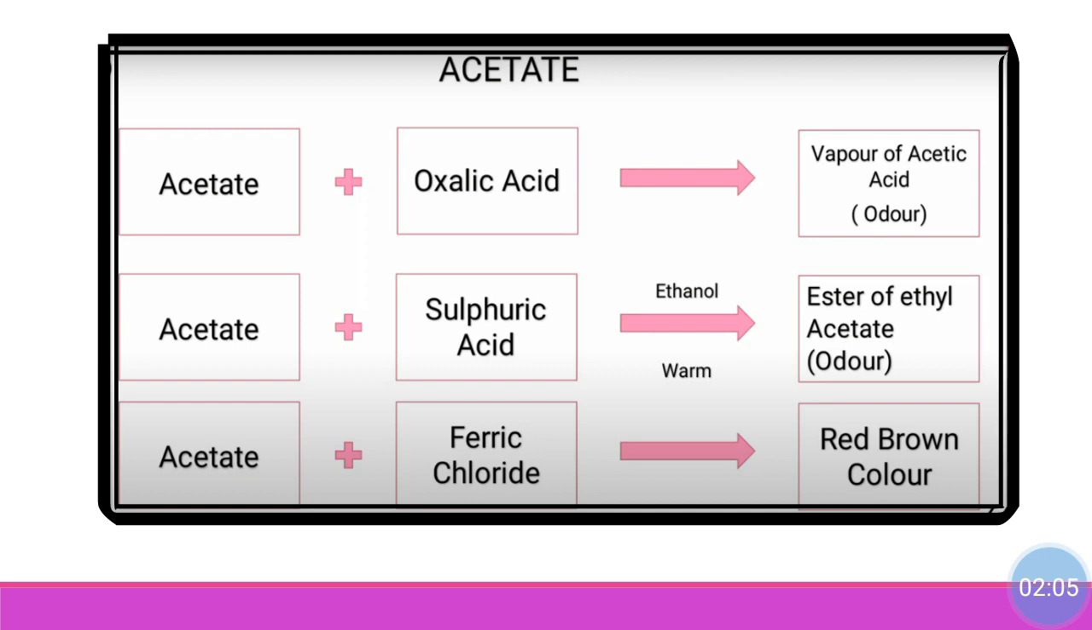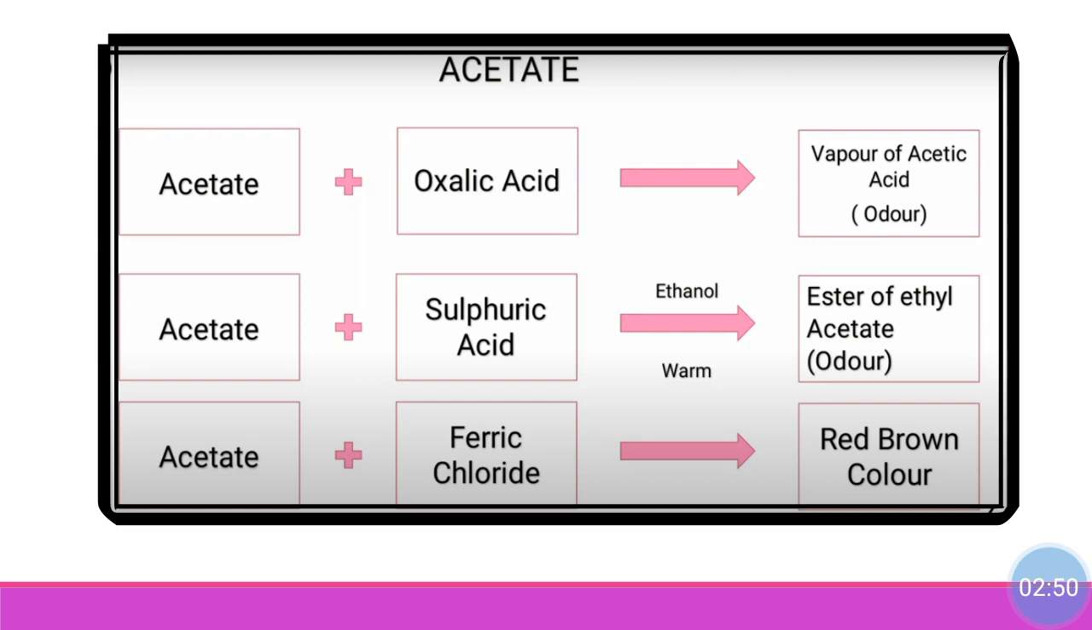Then acetate reacts with sulfuric acid, that is, we just warm it in the presence of ethanol, then an ester, ethyl acetate, is formed. The ester of ethyl acetate is formed there, and it has a particular sweet-like odor. These esters always have a sweet odor. With this ester smell, the sweet smell, we can recognize the acetate ions.